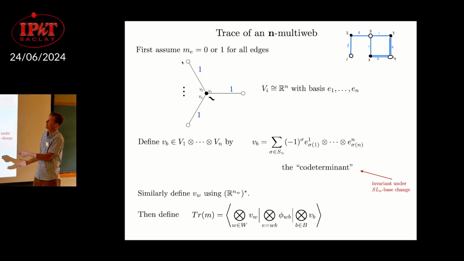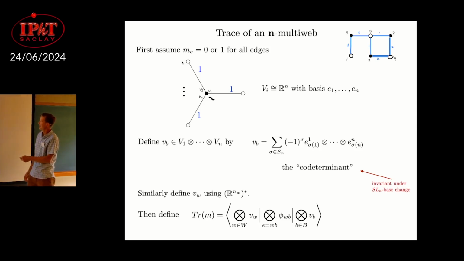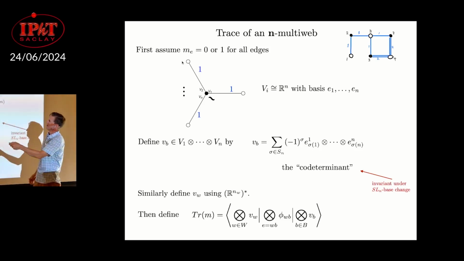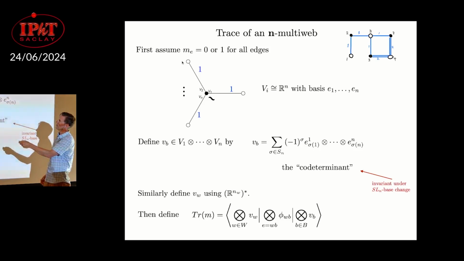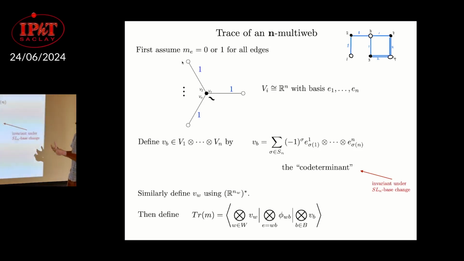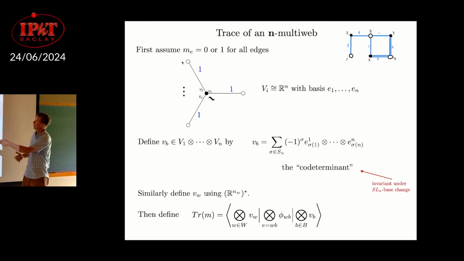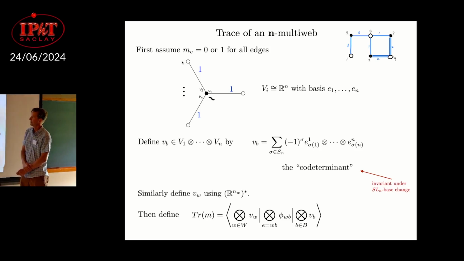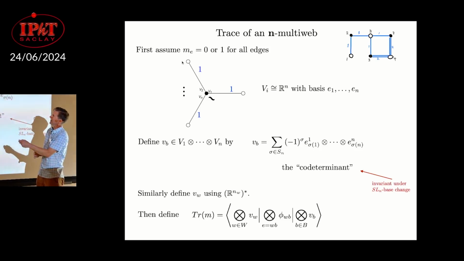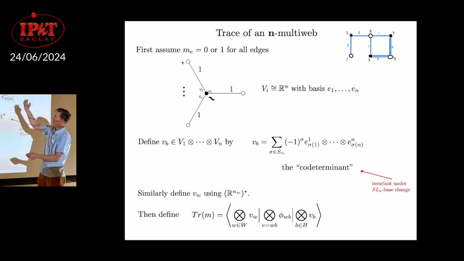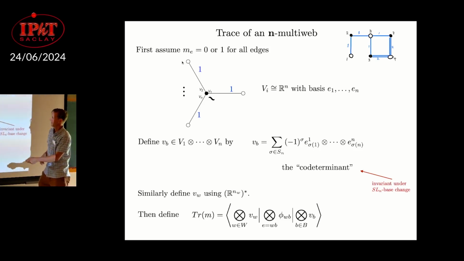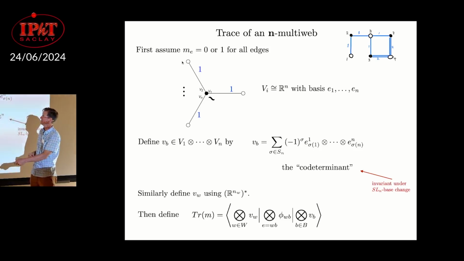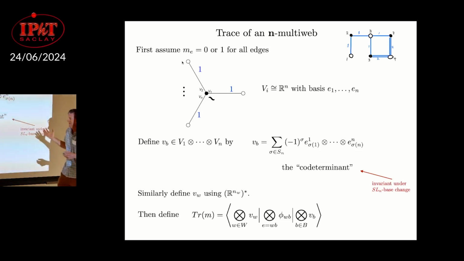One special property of this vector that you can notice right away is that it is invariant under simultaneous SL_N base change. If I do a change of basis, or pre-multiply all these vector spaces by the same SL_N matrix, then the codeterminant doesn't change. So it is, in some sense, a natural object. We'll do the same thing at each vertex, including the white vertices. But at the white vertices, I want to think of the vector spaces as the dual vector spaces. And then the trace of my multi-web is obtained by some big tensor contraction.